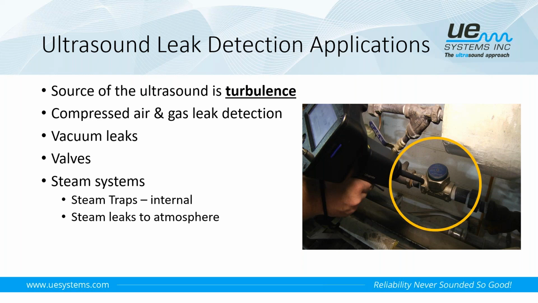And then steam leaks to atmosphere. That would be the same module that is used for compressed air and gas leak detection and vacuum leaks, where we can hear steam leaks to atmosphere. Now, sometimes you can visually see steam leaking to atmosphere, but in some cases not so much. If you have just simple leakage around a valve stem or around a fitting, you may not always be able to see that visually. But you can certainly detect it and hear it with ultrasound, and that would be the airborne scanning module for steam leaks to atmosphere.